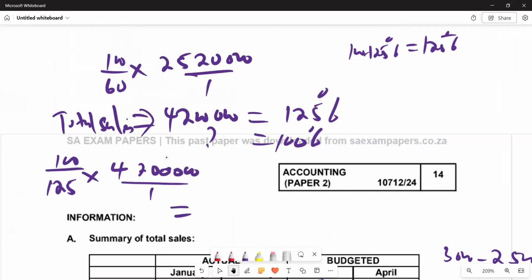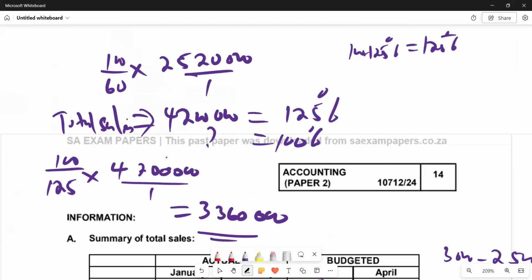So we calculate it as such. You see that the figure we are going to get there by saying 100 divided by 125, and then you multiply by 4,200,000, you're going to get 3,360,000. So this is going to represent your total purchases for March.